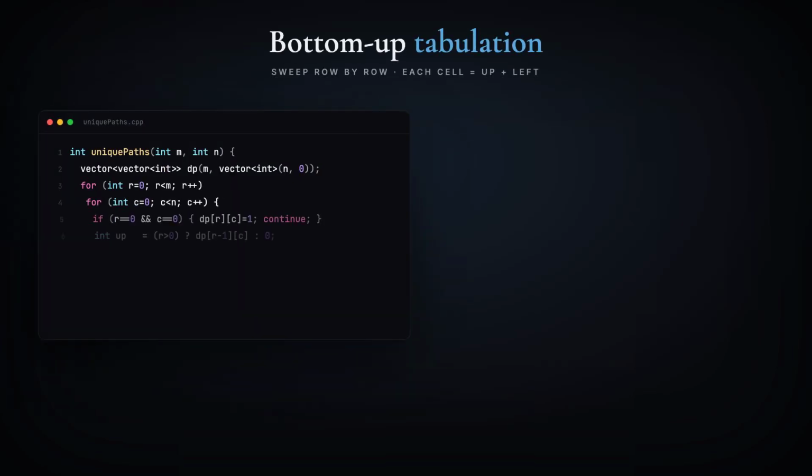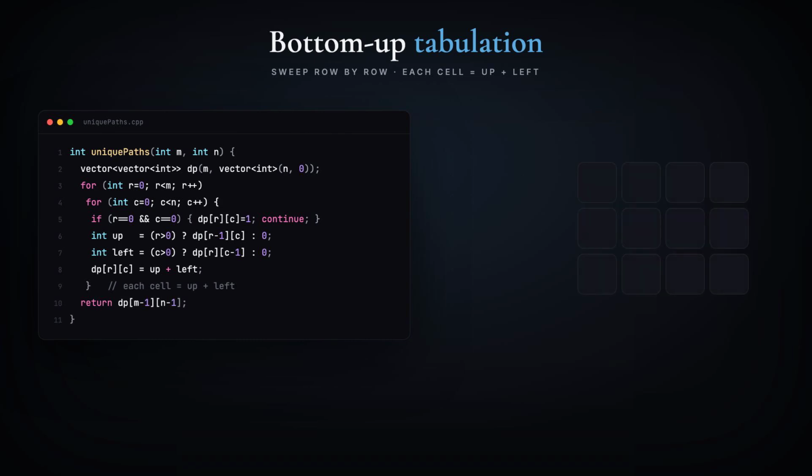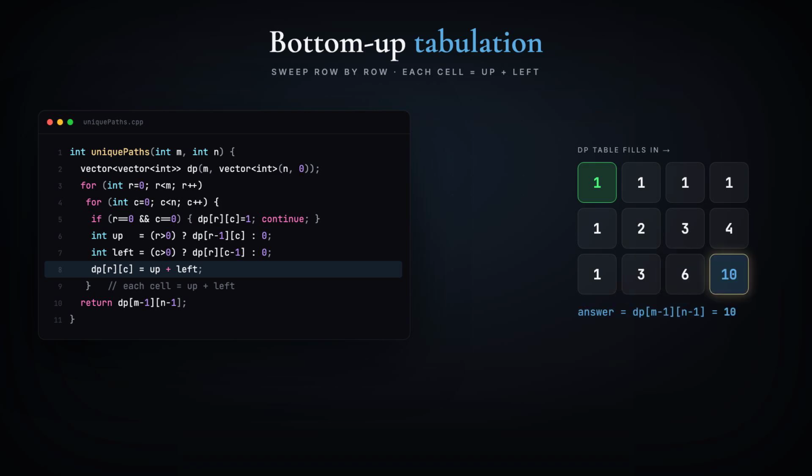Here's the bottom-up version. Make a 2D table, seed the start cell with 1, then sweep row by row. Each cell is simply the sum of the cell above and the cell to its left, guarding the edges so we don't read out of bounds. Once the table is filled in, every number is just a plus left. The bottom right corner holds our answer.